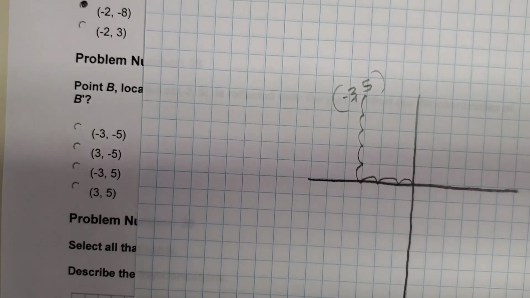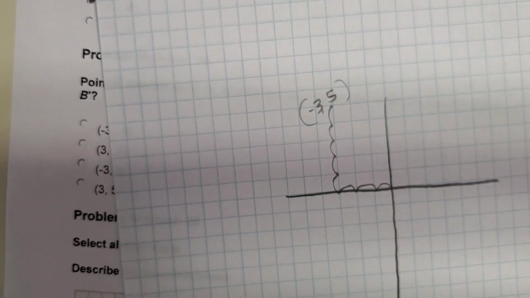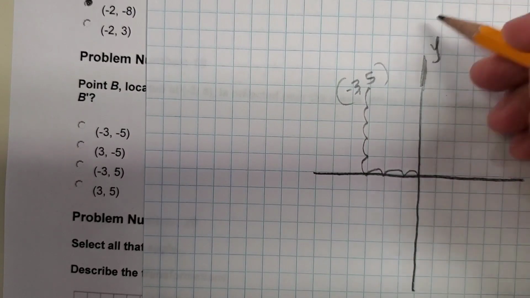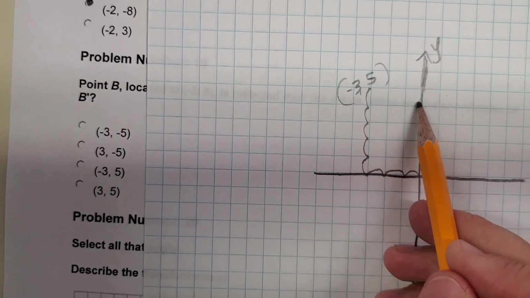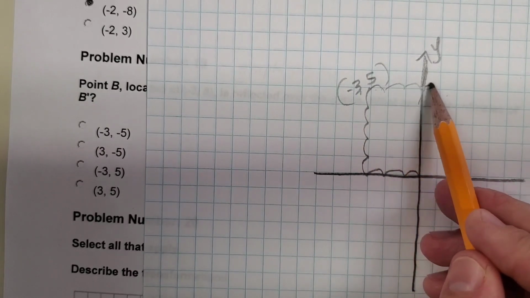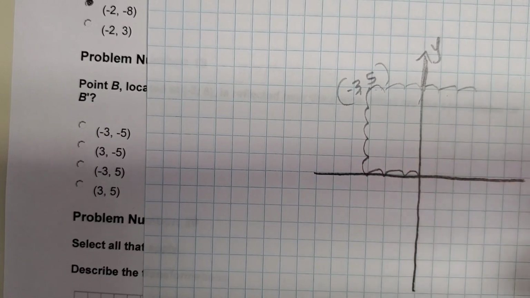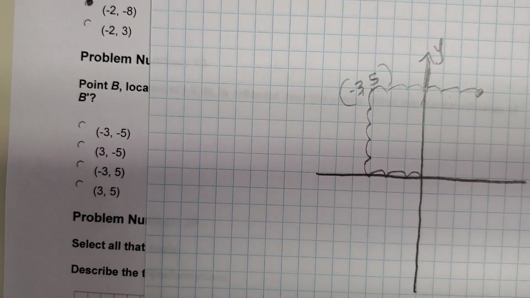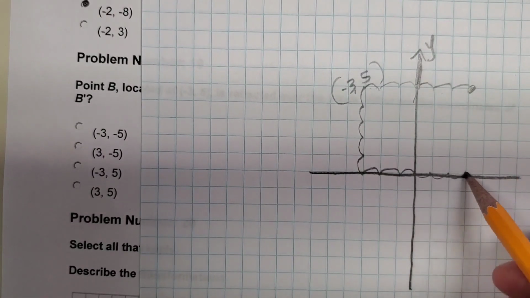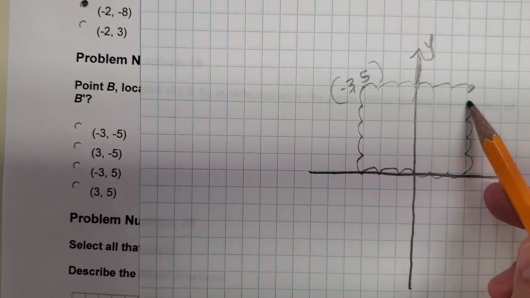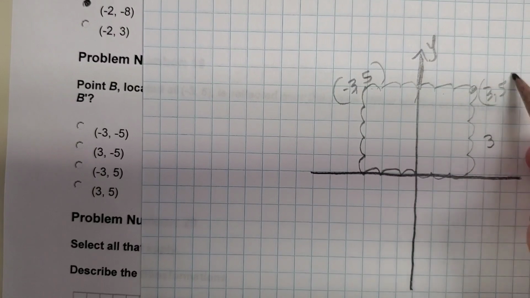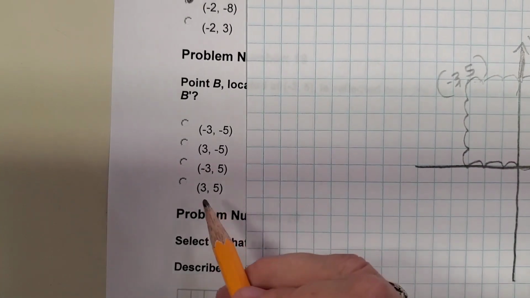And they're wanting it to reflect over the y-axis. Remember that this is your y-axis. So to reflect it over this axis, we're going to have to go 1, 2, 3. Okay, so we moved 3 that way. Now we have to go the same distance, 3 this way. This would be a reflection over the y-axis, making this positive 1, 2, 3, and positive 1, 2, 3, 4, 5. So positive 3, 5 would be the answer. Positive 3, 5.